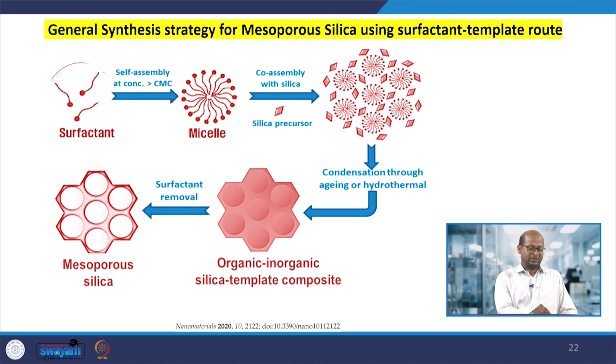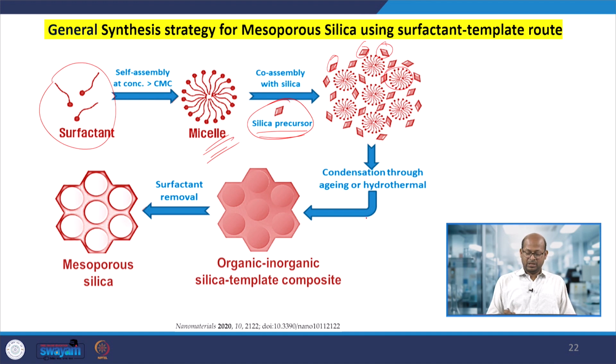So here we can take surfactant materials, put the surfactants in a solution, and use acids or other chemicals, and micelle formation occurs. After that, the silica precursor, ethyl orthosilicate, which we have taken for the silica framework, would be distributed once the micelles have formed. After that, through condensation reactions during aging or the hydrothermal process, this organic-inorganic silica template composite forms. After that we can remove the template by calcination, or by heating it up for oxidation.